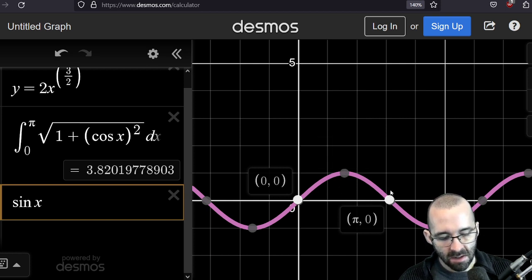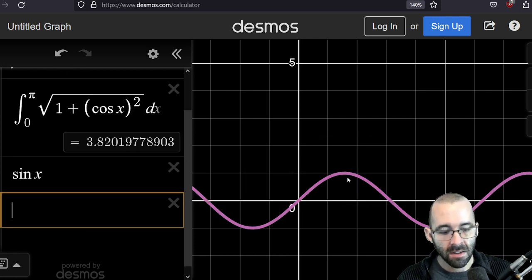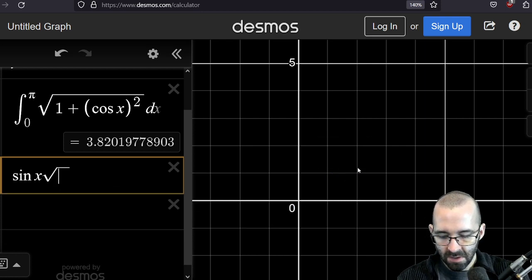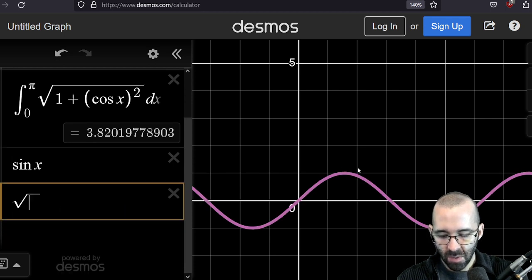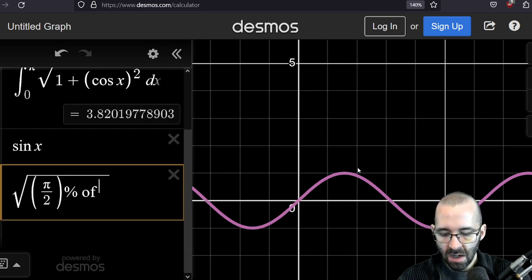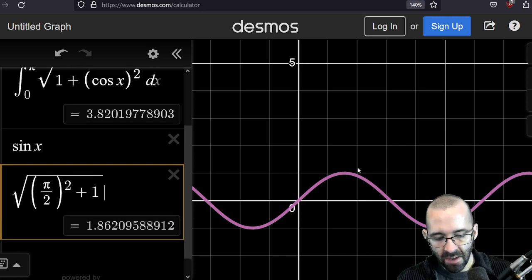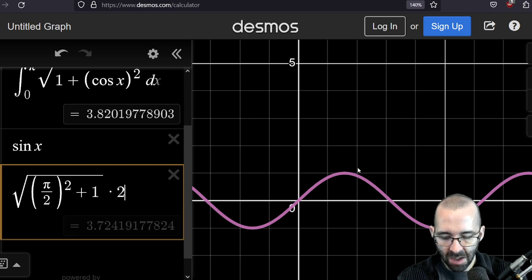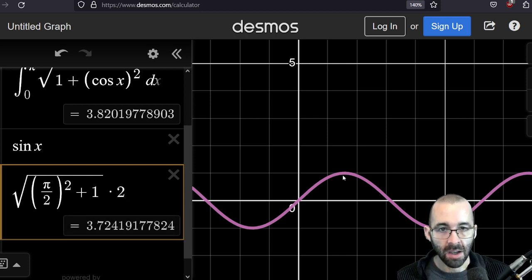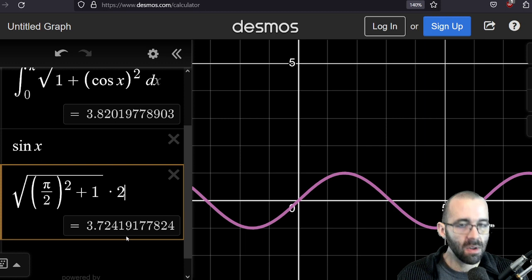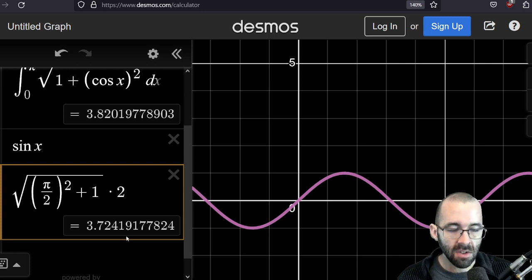And then what's the sum of these two sides? If you approximated it that way, this would be pi over 2 by 1. So we could approximate it by the square root of pi over 2 squared plus 1 squared. And then the second piece will be the same. So we could visually approximate this total arc length with the Pythagorean theorem and get a pretty decent approximation, 3.82, 3.72. Okay, not too far off.